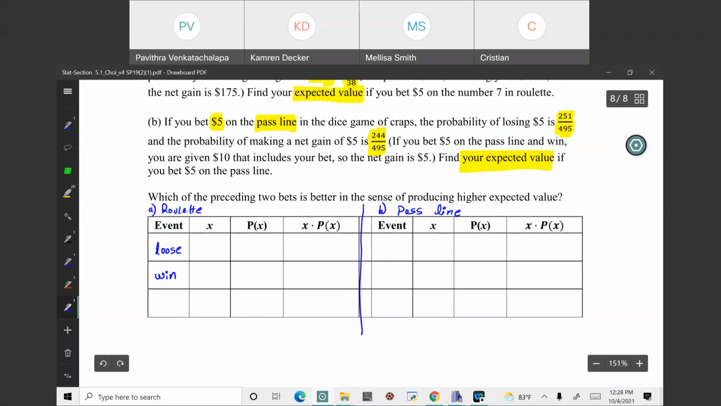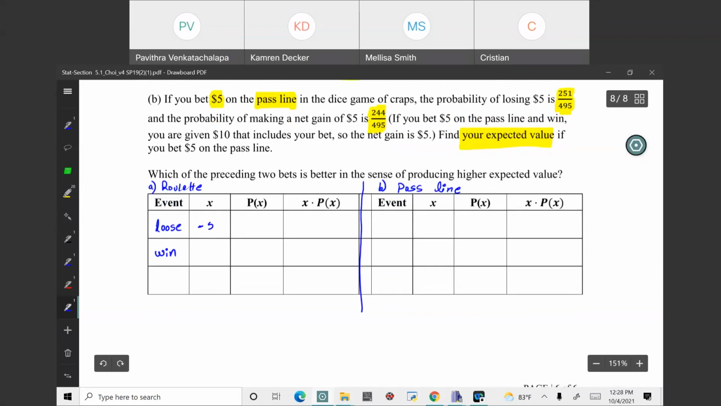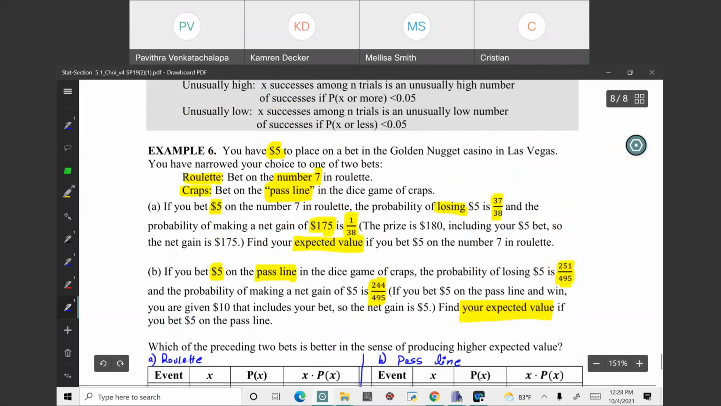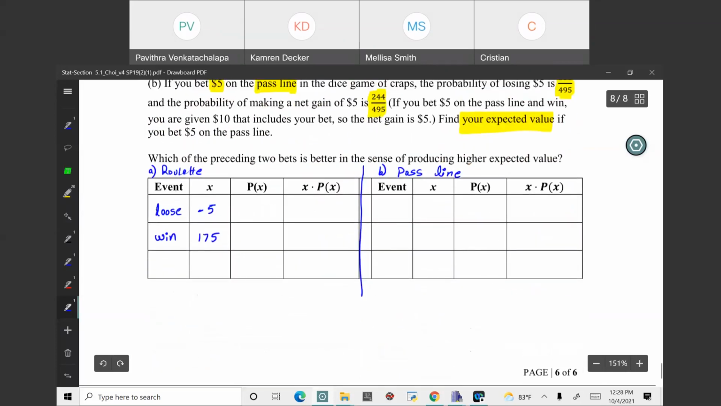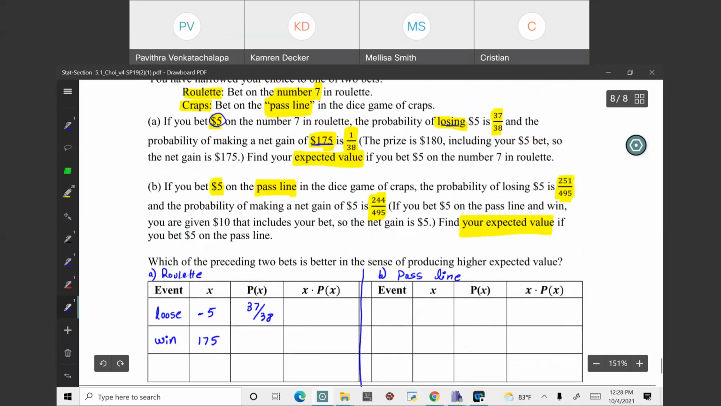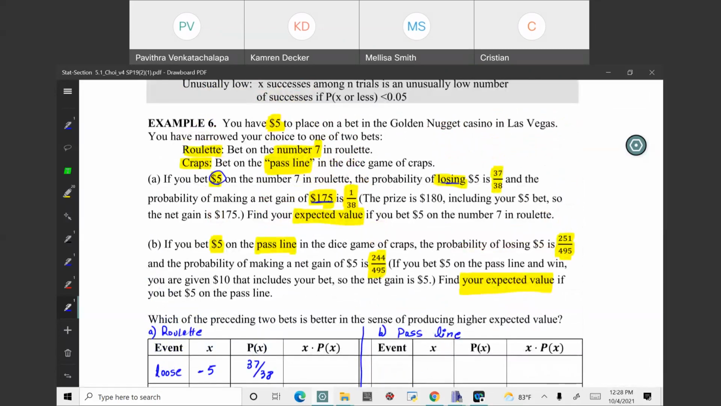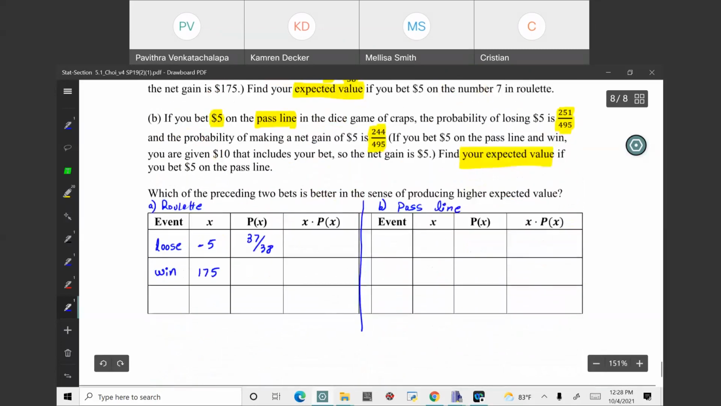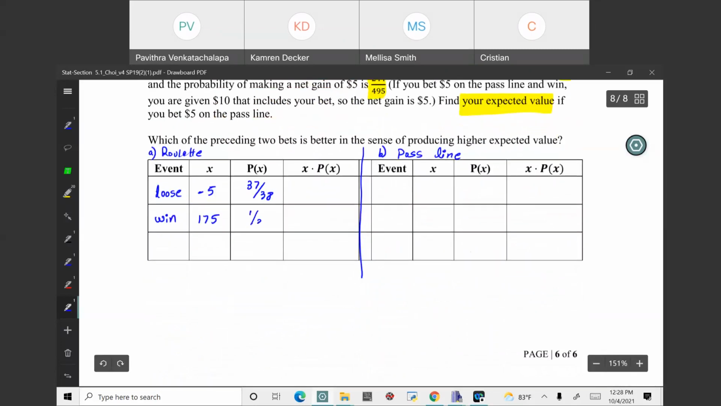First table. Now if you lose, you will be losing $5. That's what they said. Now if you win, you will be winning $175. How did I get this? Here 175, and if you lose, it is $5. Now how do you find the probability? You don't have to find it because it is already given. Probability of losing is 37 by 38. Probability of winning is 1 over 38.